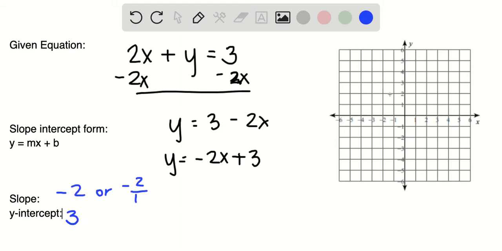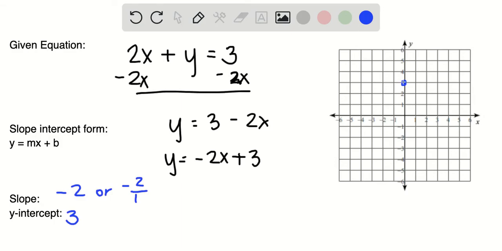I'm going to come over here and graph my y-intercept first. So I'm going to go to positive 3 on the y-axis and make a point. And then I'm going to use the rest of my points to show my slope. So my slope is negative 2 or negative 2 over 1. Remember, slope means rise over run.